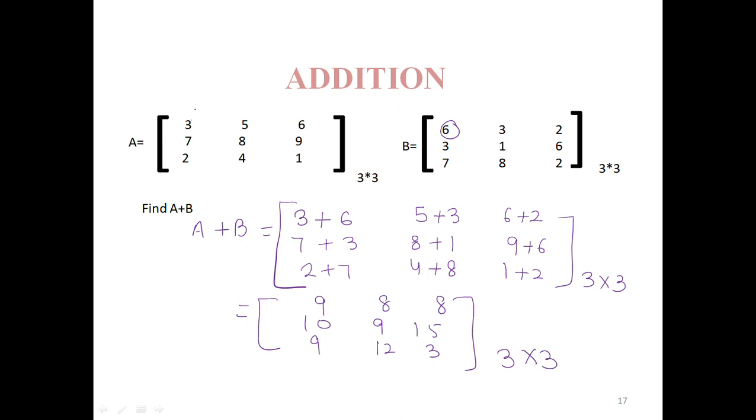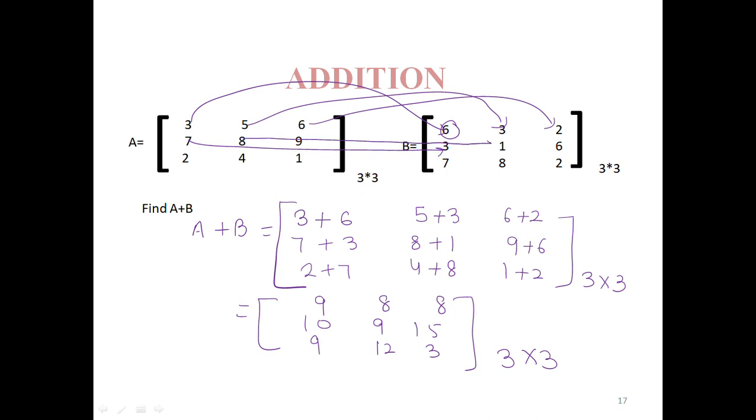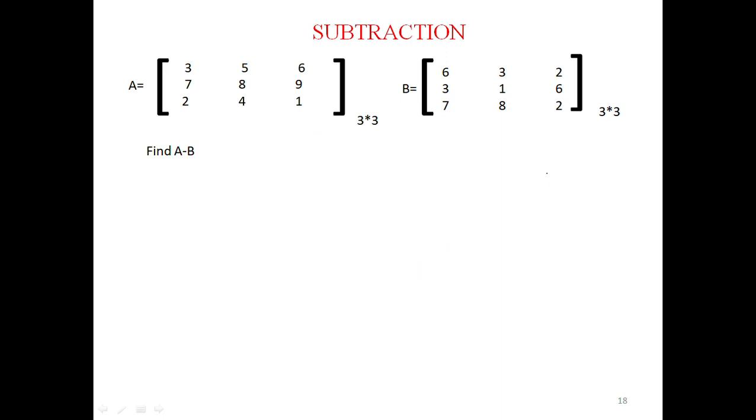You should keep in mind that the first element adds to the first element, the second element to the second element, the third element to the third element, and likewise in the other rows. 7 plus 3, 8 plus 1, 9 plus 6, 2 plus 7, 4 plus 8, and 1 plus 2. This is the addition. And like addition, subtraction is also performed. In subtraction we only change the sign: instead of plus we take the minus sign.